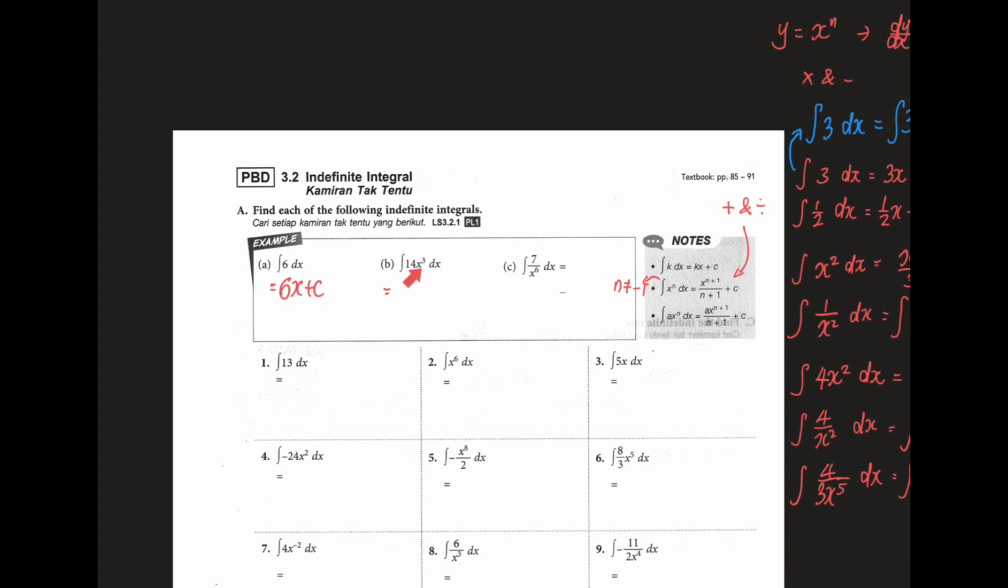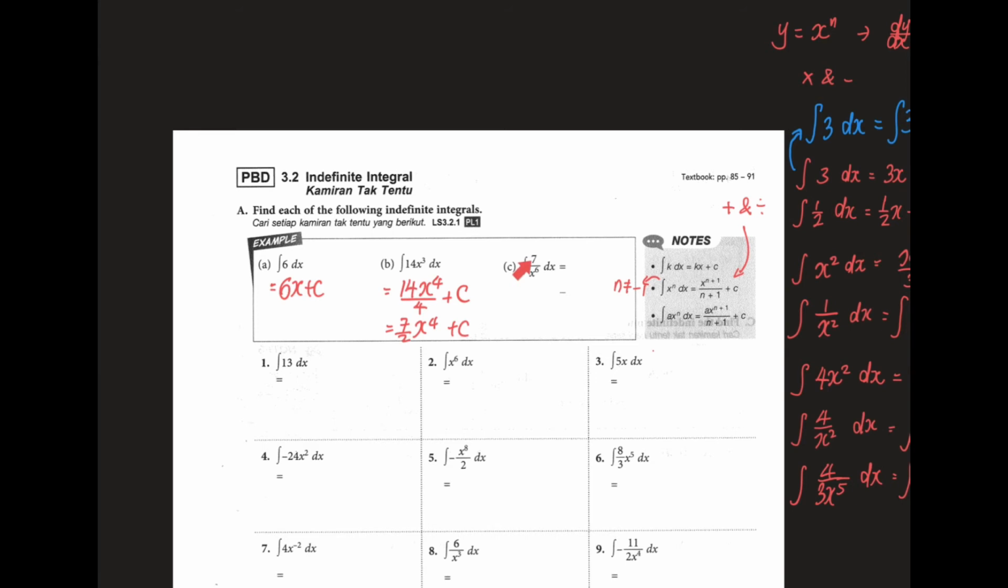Okay, B, integrate 14x cubed. So based on the third formula, because you have A, the A is 14. So based on the third formula, it becomes 14x power 4 over 4 plus c. 14 over 4 is 7 over 2.